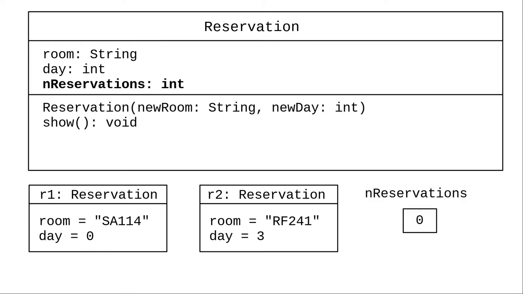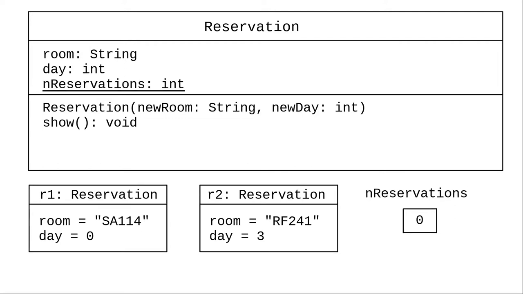Now let's say we want to keep track of the number of reservations we've created. The problem we need to solve is that there can be only one copy of this number. It doesn't belong to any of the individual reservations. In a sense, the number of reservations belongs to the class.